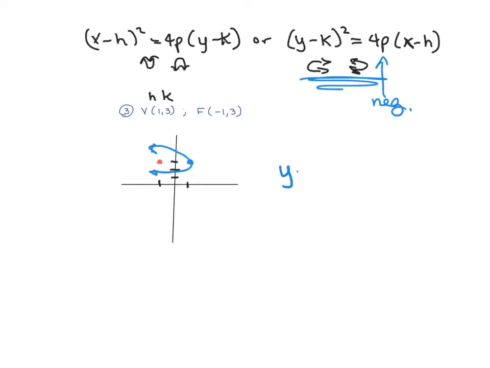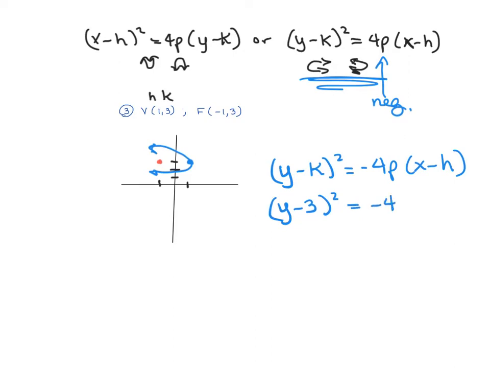So let me write this down. I'm going to be using y minus k squared equals 4p times x minus h. Because it's opening backwards, I'm going to add a negative sign in front of my 4p so I don't forget about that. I'm also going to replace my vertex, so I'm going to put in my h and my k. So y minus 3 squared equals negative 4p times x minus 1. Now, again, I need to find my p-value.